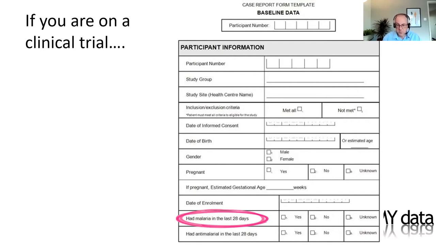And there are problems when you're trying to compare the results of different trials data, because they may have used different coding systems. They may have classified things. So one trial might say, have you had malaria in the last 28 days? Another one might say last 30 days or last 2 weeks. So there's subtle differences in the way trials data is generated, which sometimes makes it difficult to use to compare one with the other.